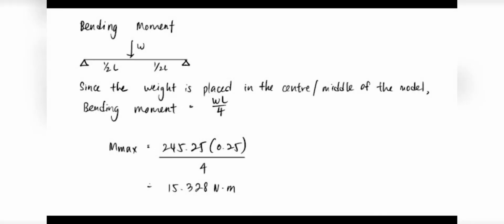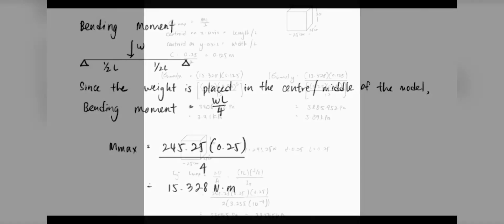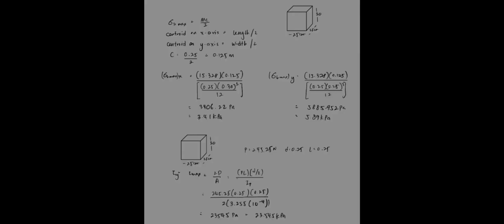Next, we will calculate the bending moment of the straw tower. Since the weight is placed in the center middle of the model, the bending moment is equal to WL divided by 4. So the maximum bending moment is 15.32 Nm. We will calculate the stress in the direction of the x-axis and y-axis. The stress in the x-axis is 3.41 kilopascal and the stress in the y direction is 5.89 kilopascal. And we calculate the shear stress tau xy of the straw tower. The result obtained is 23.545 kilopascal.